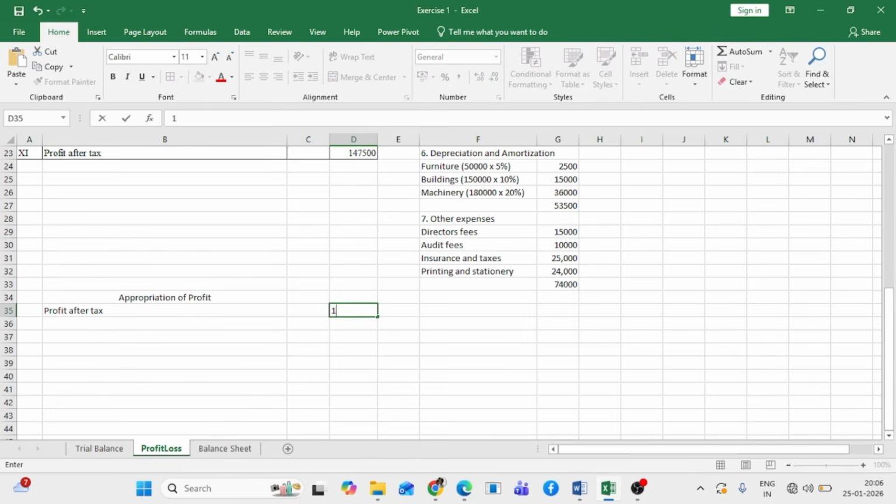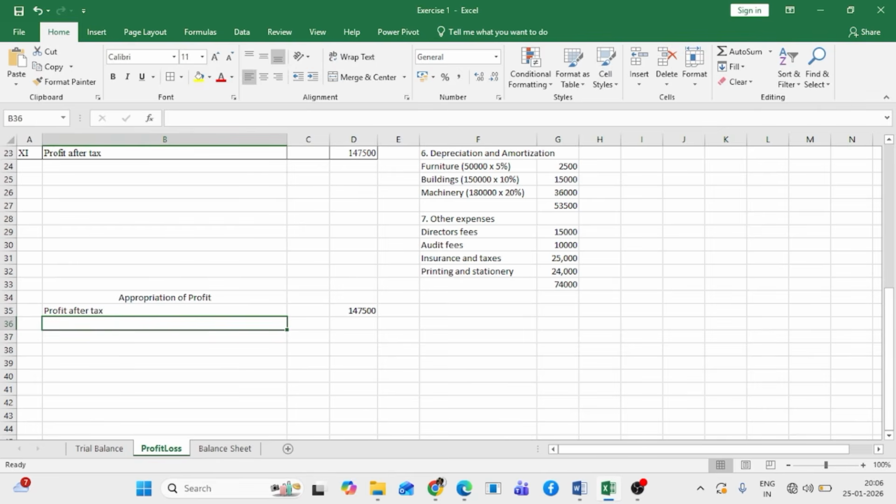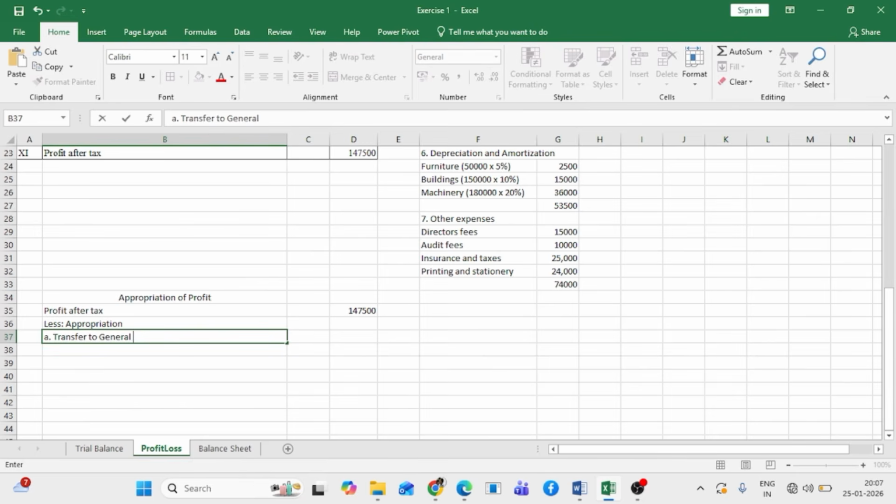1,47,500. Okay, so from this amount, appropriation. The first of appropriation is transfer to general reserve. Now, before payment of dividend, we are transferring the amount to general reserve.